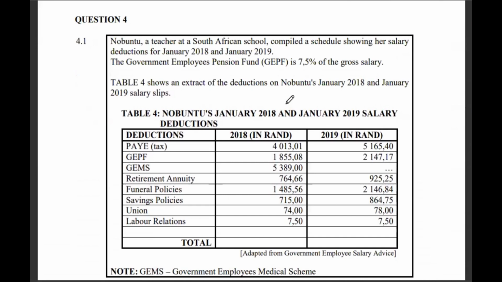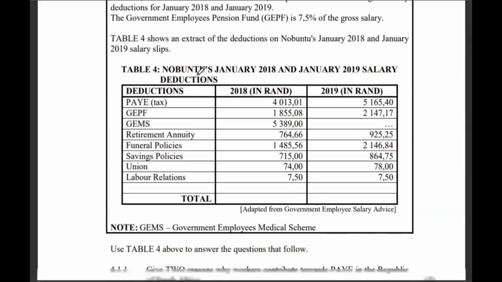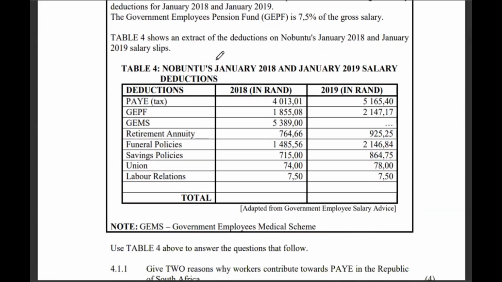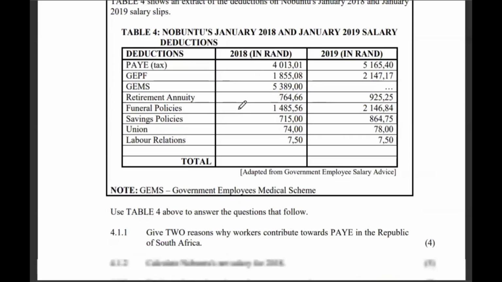Let's look at 4.1. The person here is a teacher at a South African school, and the table shows her salary deductions for January 2018 and January 2019. The Government Employees Pension Fund is 7.5% of the gross salary. Table 4 shows an extract of deductions on Ubuntu's January 2018 and 2019 salary slip, the pay slip.